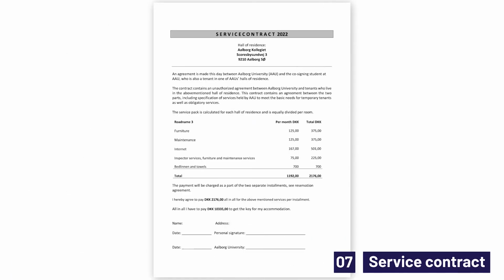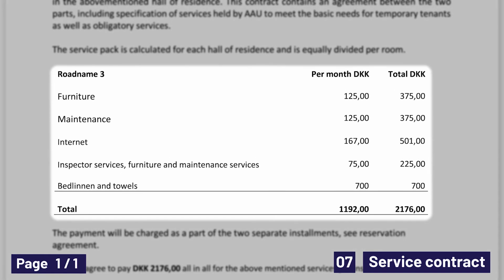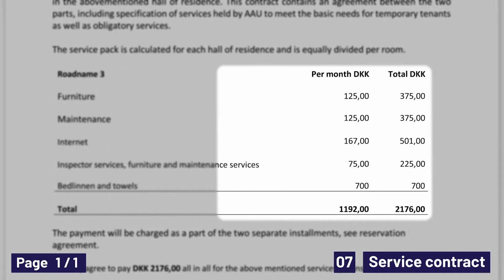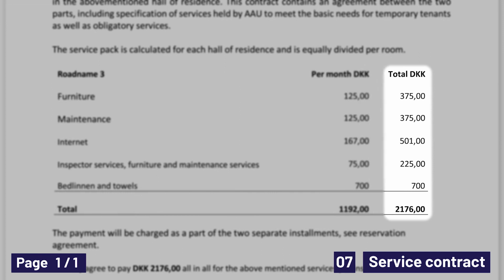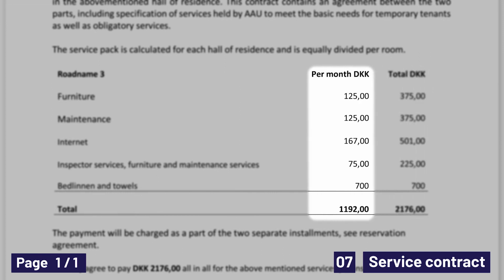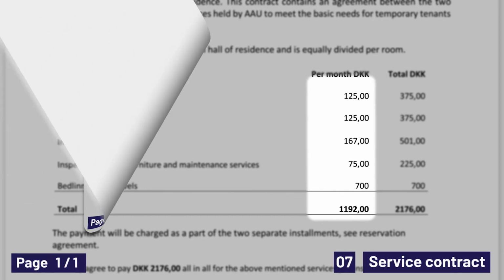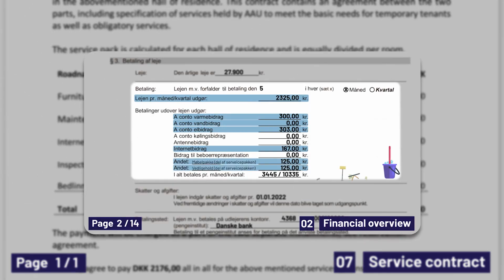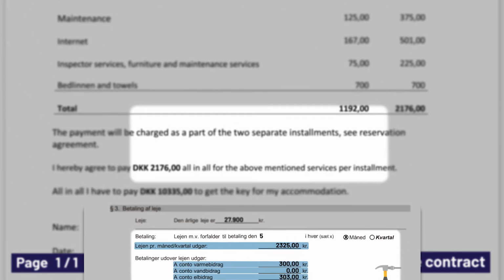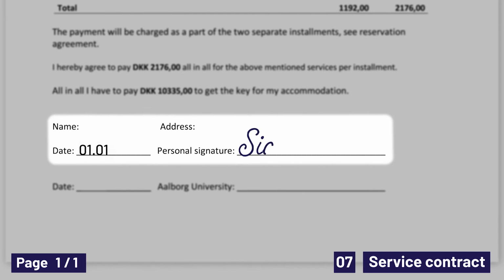Service contract. This is a service contract, which shows the breakdown for furniture, maintenance, internet, and inspection services. Here you can see the concrete prices, and this is the monthly cost, which is already included in the rent you have on page 2. This is not an extra expense. You must sign with date and signature here.